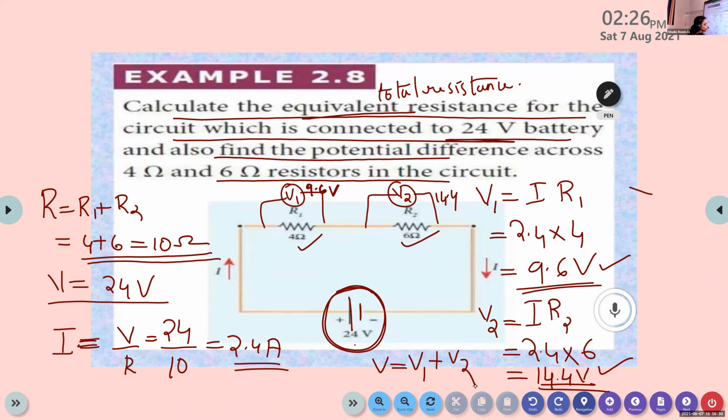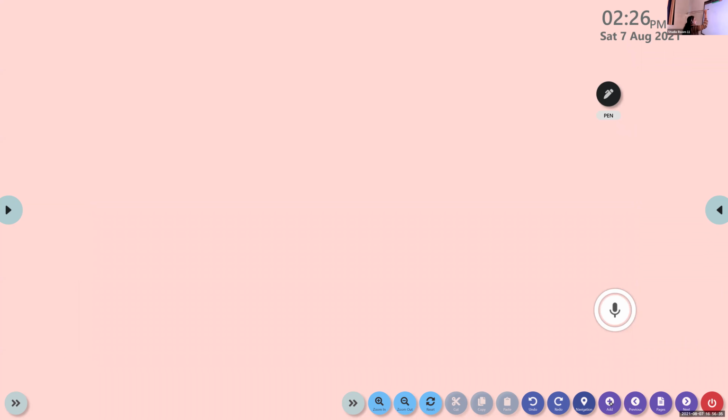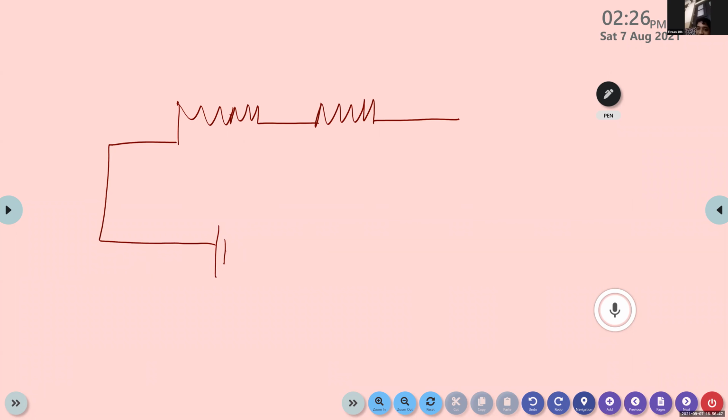So now we can do one more problem. All of you draw a circuit. With pen we can draw now, using pen or pencil. Here, consider a circuit with two resistors, not two resistors. Here we can consider three resistors.